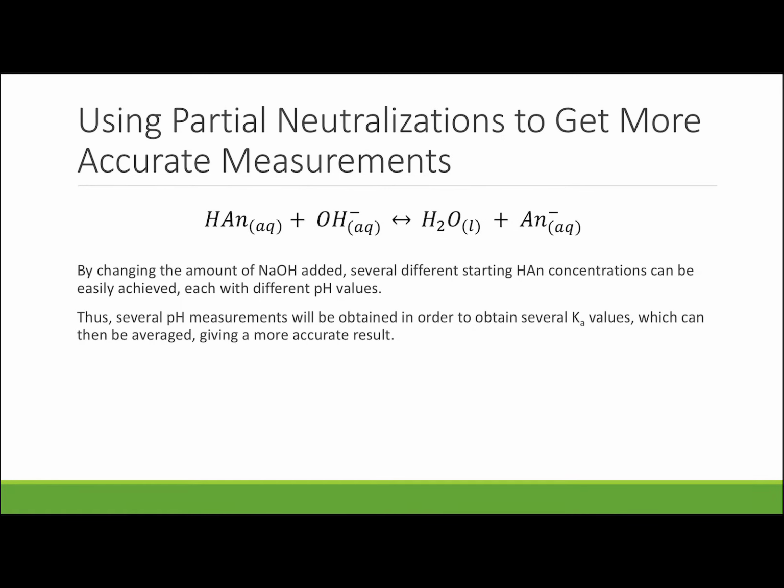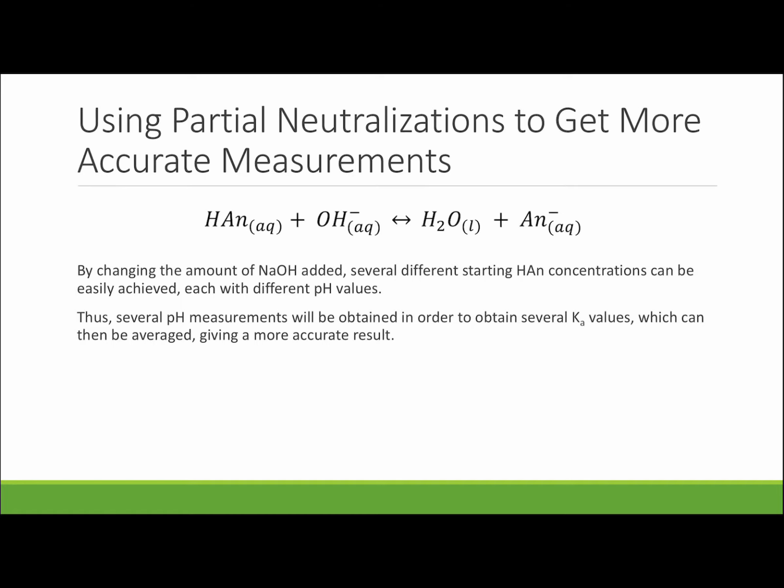Now, the best thing to do is to take several measurements so you can get several Ka values, and you can then average them. That's going to give you the most accurate results, which will take out a lot of the error that you get with your pH probe, with doing dilutions incorrectly, stuff like that. But that takes a lot of work to do a bunch of different concentrations of your weak acid.